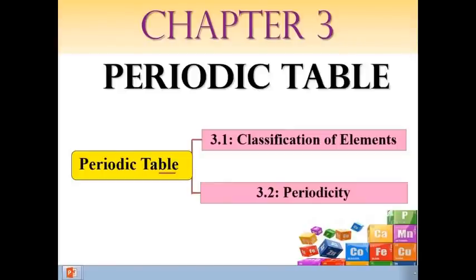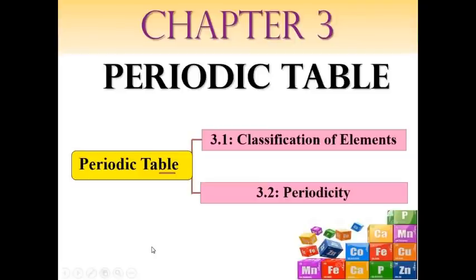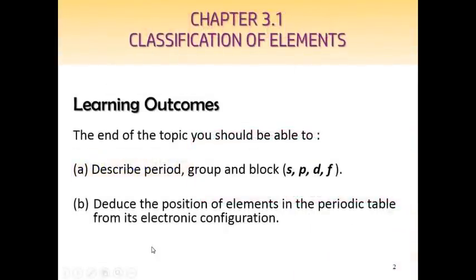Assalamualaikum and hi everyone. Today we are going to learn chapter 3, periodicity. This topic contains 3.1 classification of elements and 3.2 periodicity. The learning outcome for this topic: at the end of the topic you should be able to describe period, group and block (s, p, d, f), and deduce the position of an element in the periodic table from its electronic configuration.